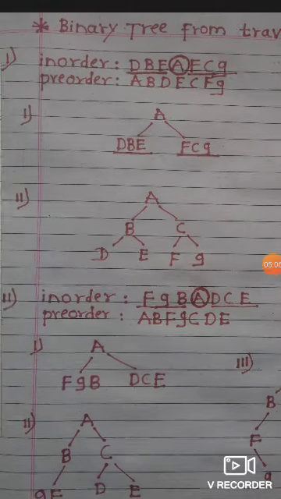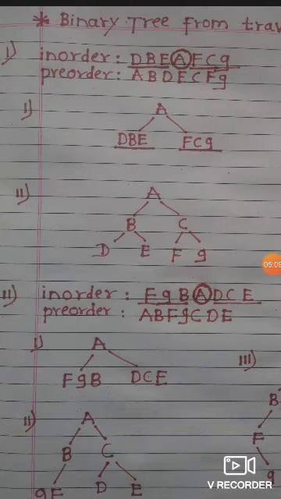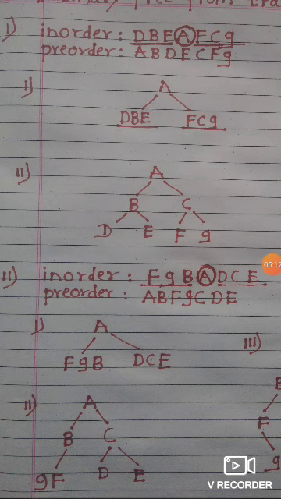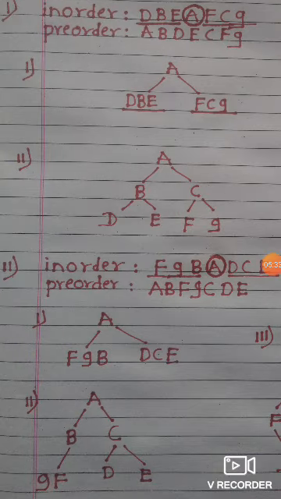Again, we will see one more example. We are given the in-order sequence as F G B A D C E, and the pre-order sequence as A B F G C D E. So again, after reading the pre-order sequence, it is clear that A is the root node. So we make A the root.